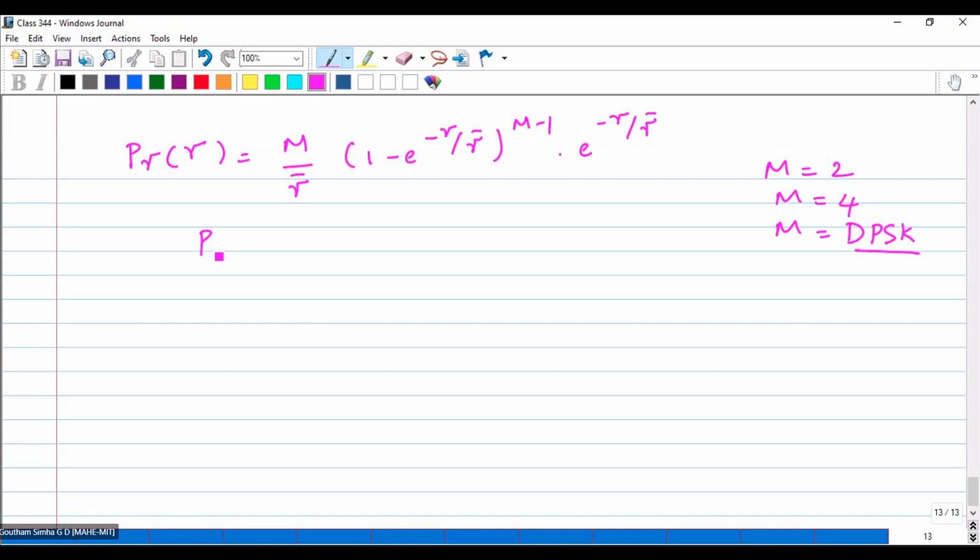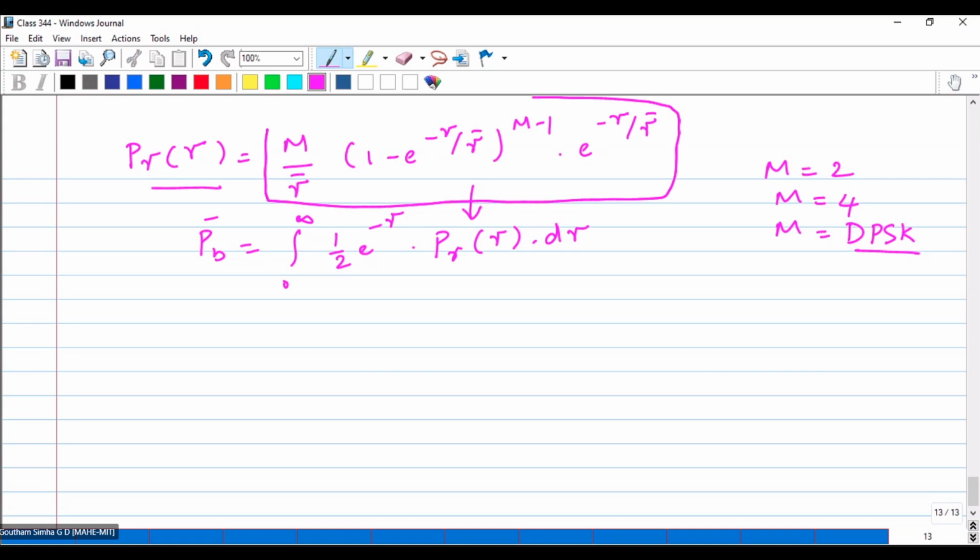If I remember and if I write it properly, P_b bar or P_e is equal to the integral from 0 to infinity of 1 by 2 e to the power of minus gamma into p_gamma of gamma d gamma. Now look at this. Now you know this p_gamma of gamma. Bring it over here. Substitute 1 and 2. So the expression becomes 1 by 2 e to the power of minus gamma into this function. Correct? Now, once you obtain this, you have to integrate using binomial distribution.